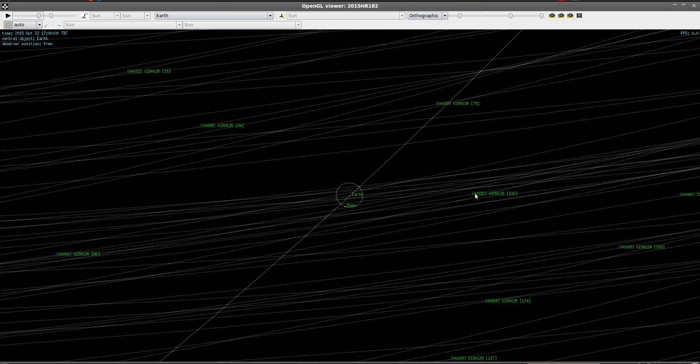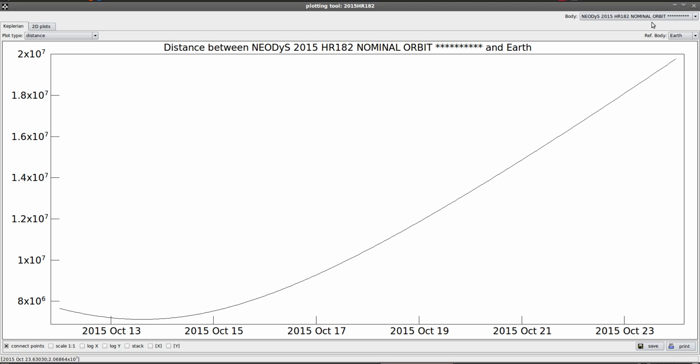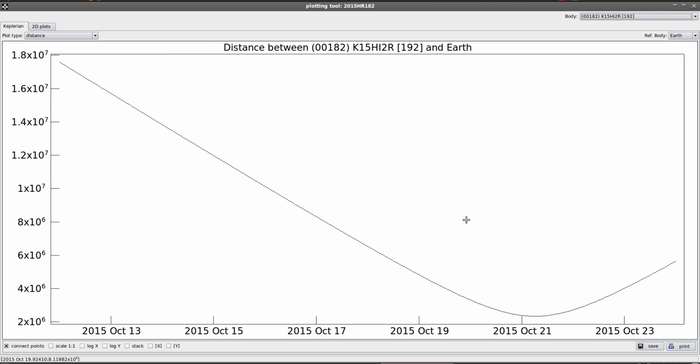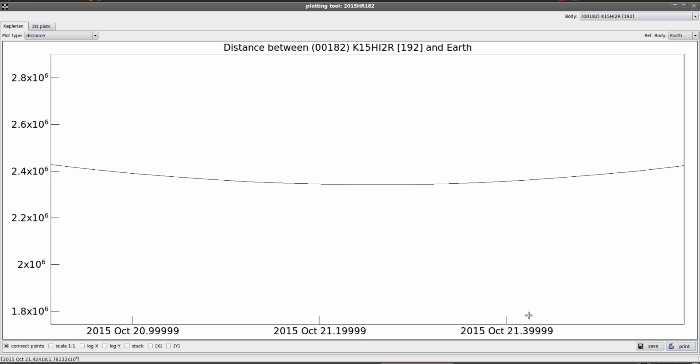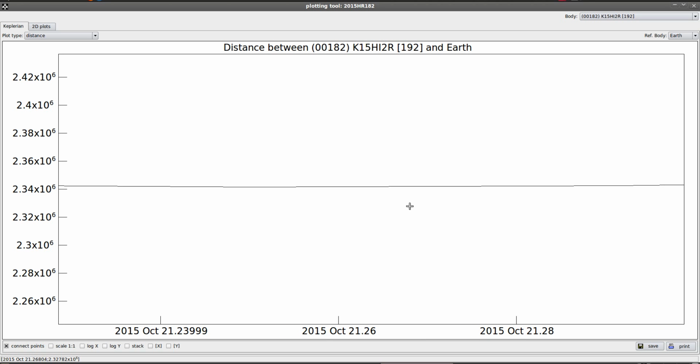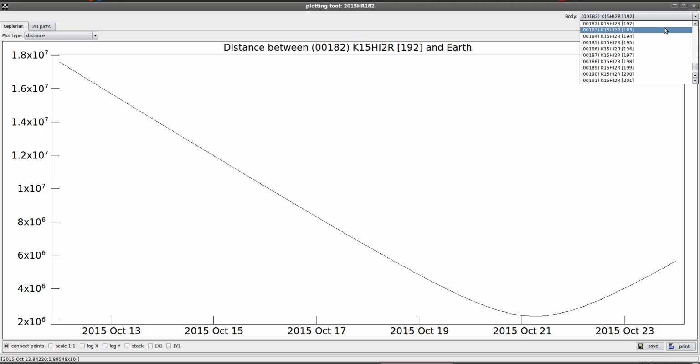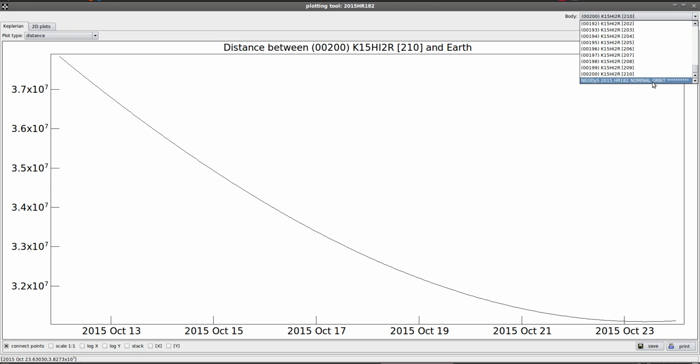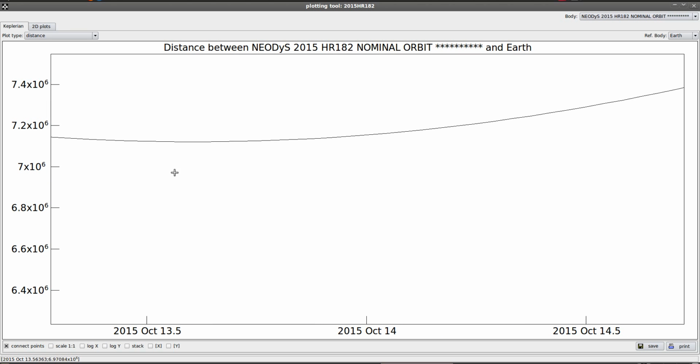So the nominal orbit predicts that it'll be about 18.5 lunar distances away at closest approach. But if we take a look at a different position, say this one here, 182K15I2R in brackets 192, if we go to that one and we take a look at its distance from Earth over time, we see that it dips down and reaches its minimum at a very different date, on about October 22nd. Actually, it seems to reach minimum on about October 21st, but you get the idea. Here, its minimum distance is only 2.3 million kilometers, as opposed to about 7.1 million kilometers for the nominal orbit, so a much closer approach there on the 21st.